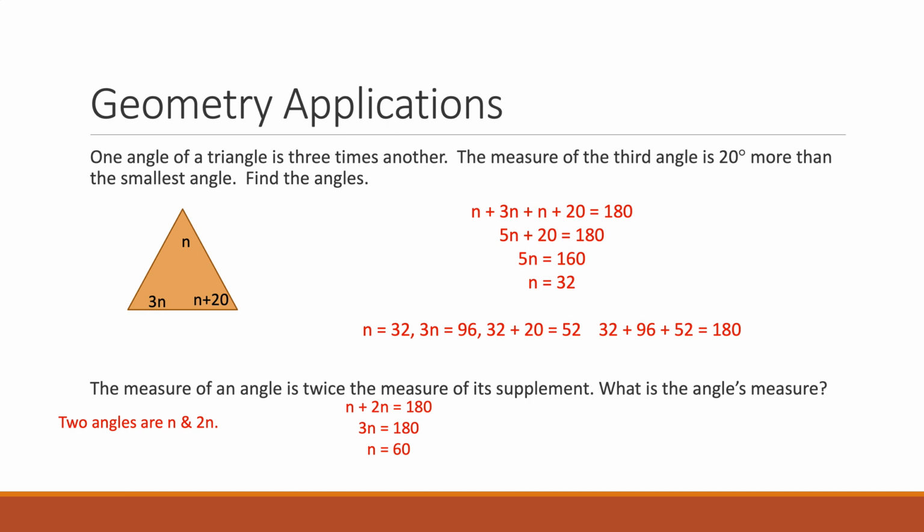But the other angle, if this guy's 60, the other angle has to be 120 because it's twice as big, 2n. And then it wants the angle's measure. This is calling for the angle that's the bigger one. The measure of an angle is twice the measure, so 120. And of course, 120 plus 60 add up to 180. So you know that you got this right, okay? So those are some geometry word problems that we can talk about.